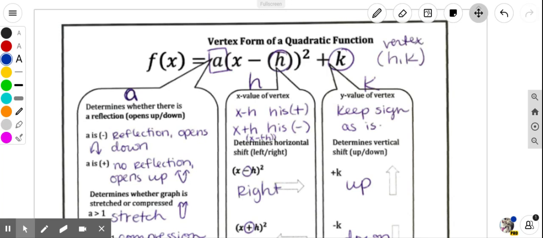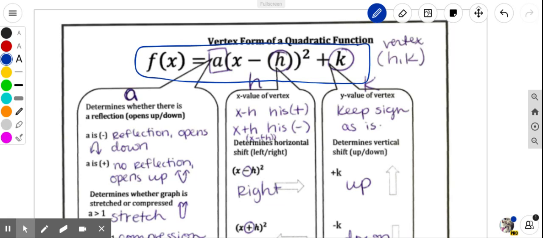So remember that when an equation is in vertex form, which is right here, these came right from the notes. These notes, by the way, are linked on Classroom on the assignment from today and from last time. These were the filled in notes that we did together.